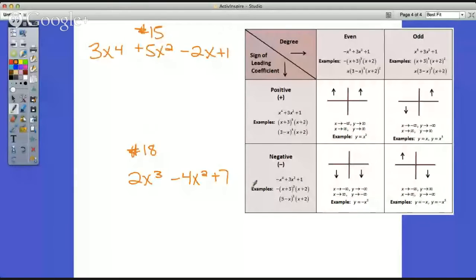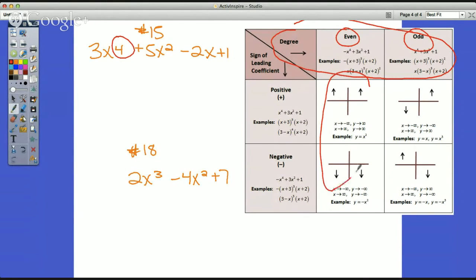There we go. So as I look at this, there are two things I'm looking for. First, is my degree, the highest exponent, even or odd? If it's even, I'm looking here. And if it's odd, I'm looking here. So I know that number 15 is even, so I'm going to look right here.